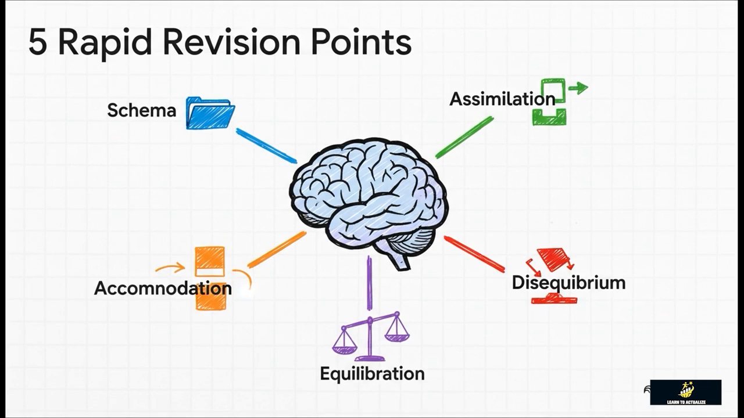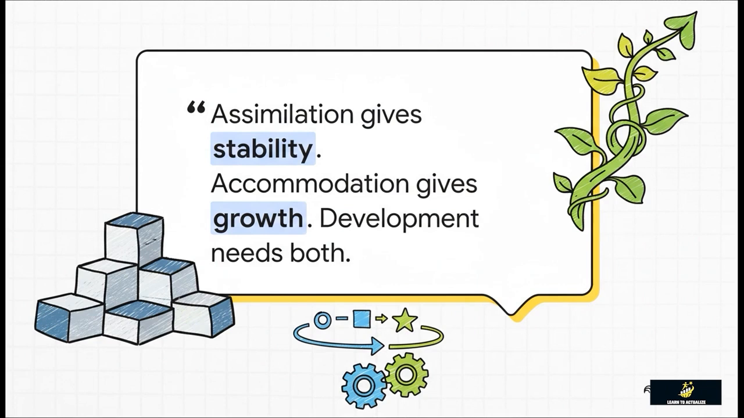Okay, let's lock this in with a quick recap. This is pretty much the entire theory in a nutshell. So remember, it's a balance. Assimilation gives us stability, but it's accommodation that truly helps us grow.